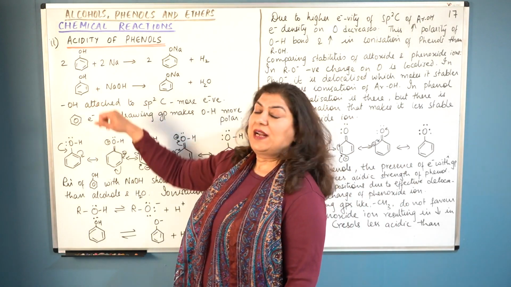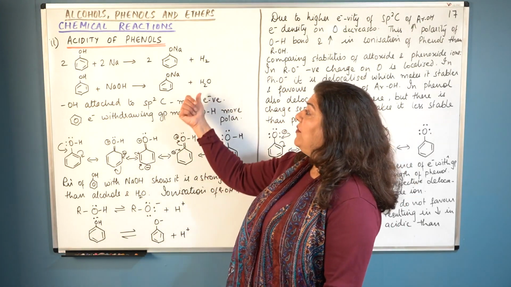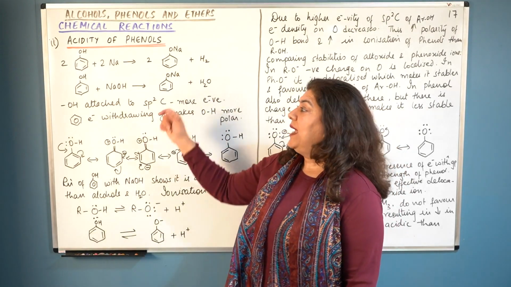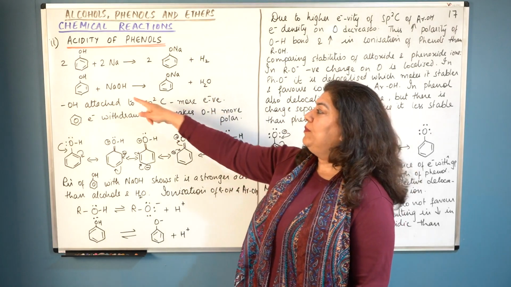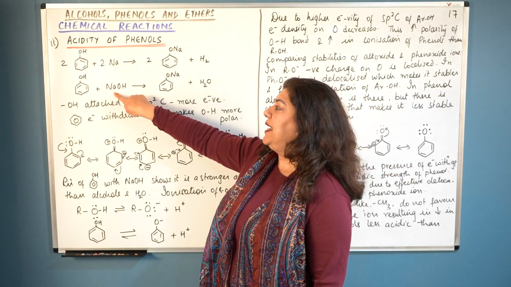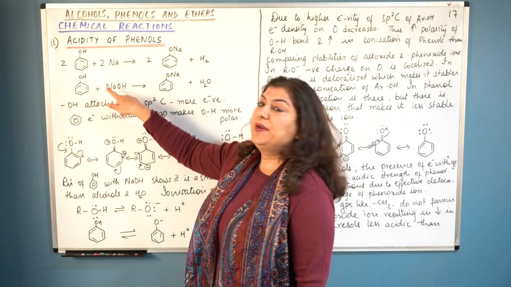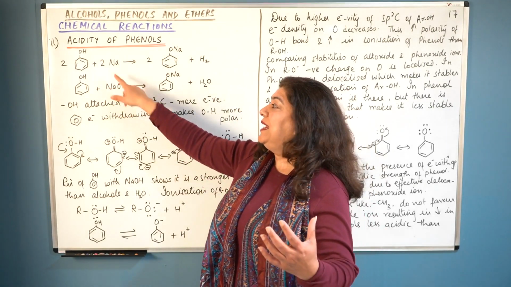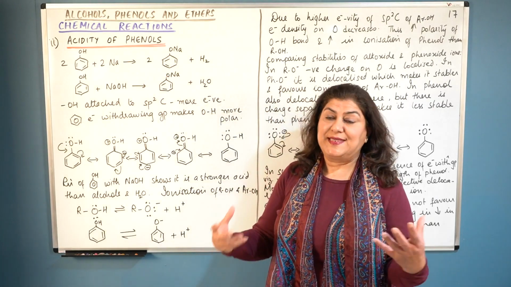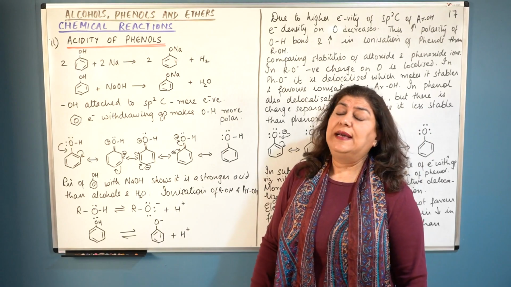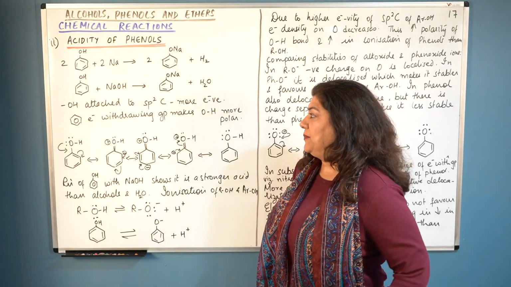Similarly, when phenols react with sodium hydroxide also, they release water and sodium phenoxide is formed. And this water again would be formed because in sodium hydroxide, Na is positive and OH is negative. So hydrogen should be liberated as H positive so that Na positive takes its place in the molecule. So both these reactions show the acidic nature of phenols.